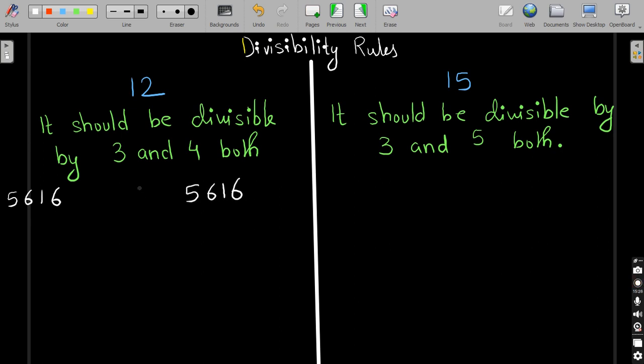Now I think you are getting a doubt, sir, why you have written 2 times. So I need to check the divisibility rule of 3 also. I need to check the same number with 4 also. If I get yes for both, then only I can say the answer is correct. What is the divisibility rule of 3?